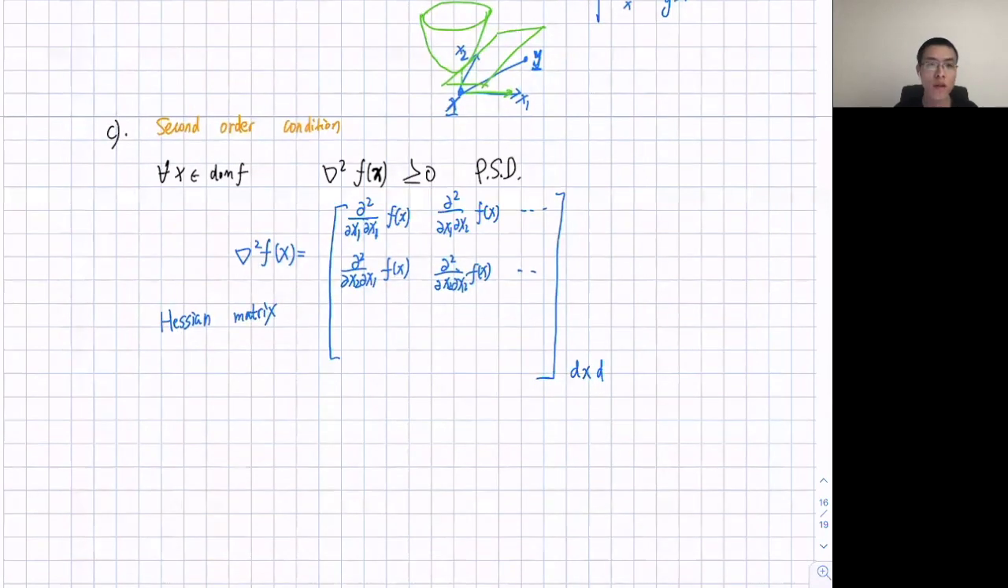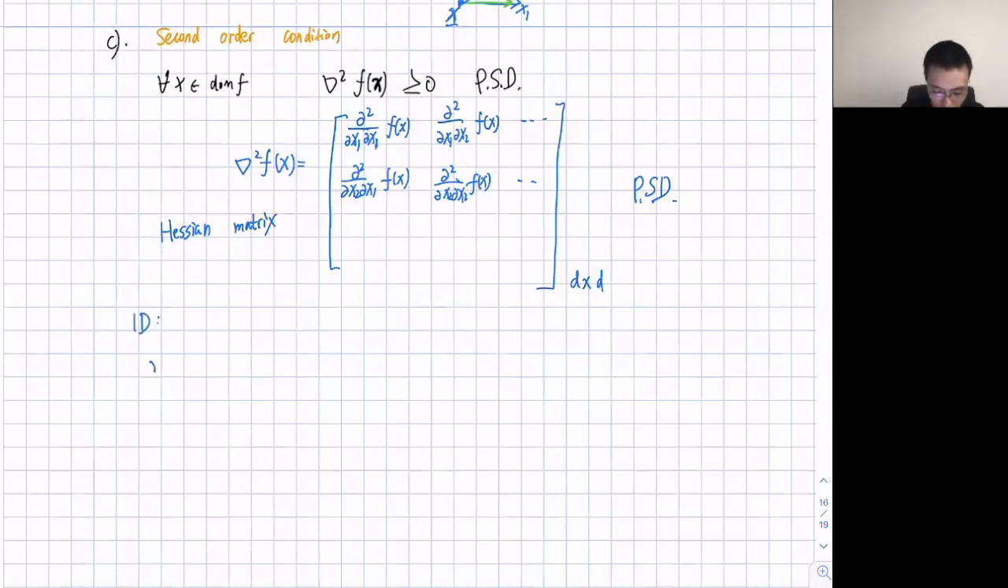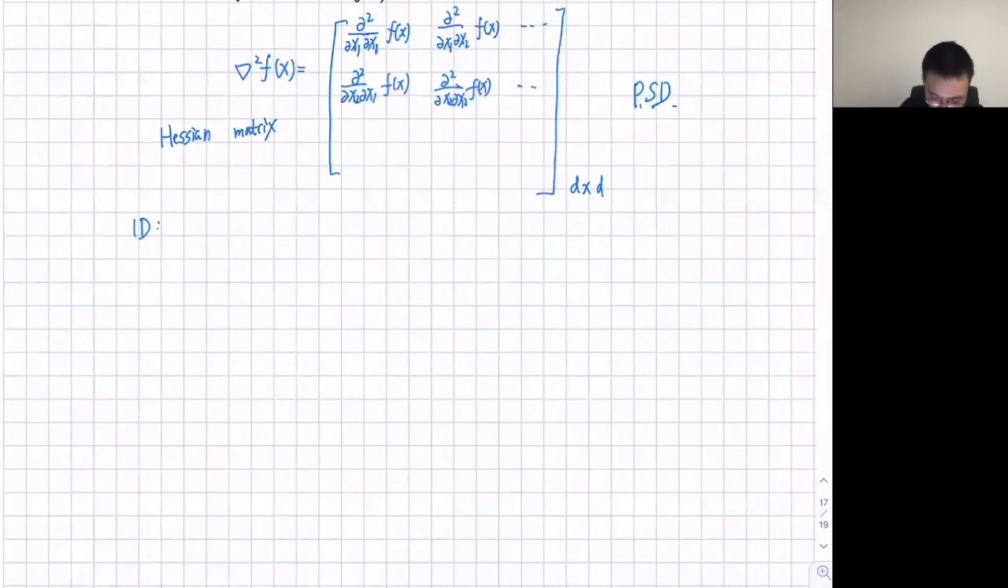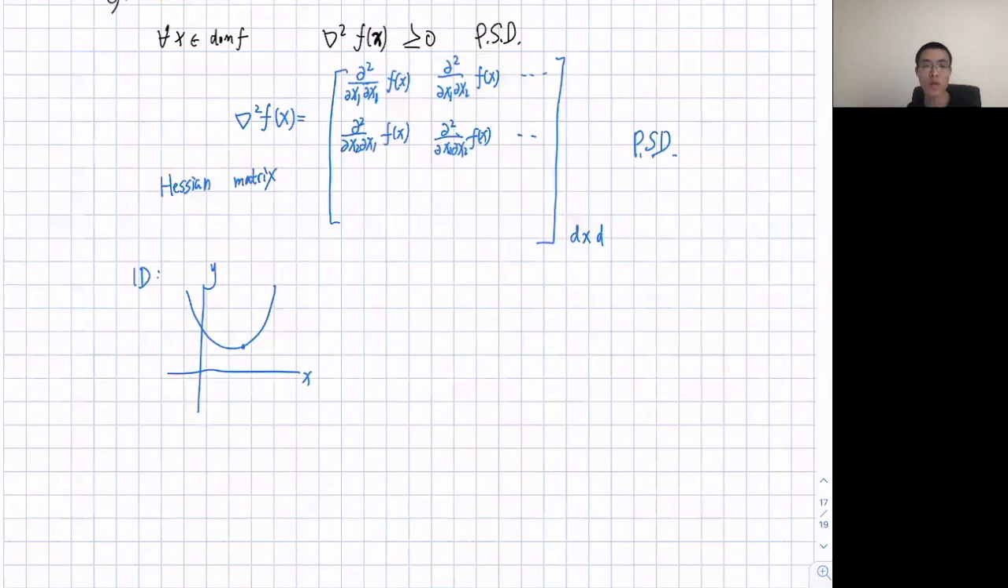And what does the second order condition say? The second order condition says this matrix is positive semi-definite. It means all the eigenvalues are greater than or equal to 0. Suppose x is 1D. In the 1D case, x is a line, and I can plot it here. So this is x and y. Then the second order derivative at a point is the curvature at that point, okay?